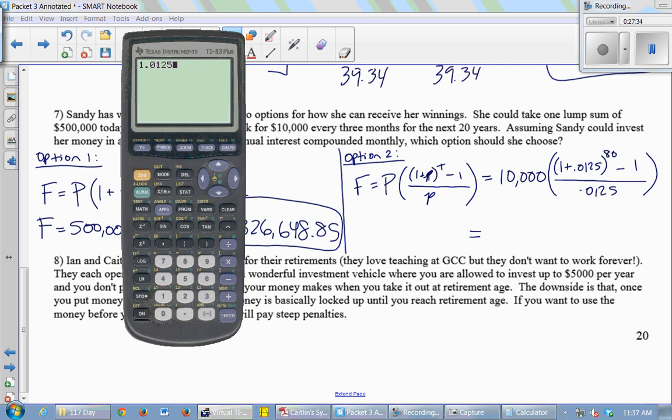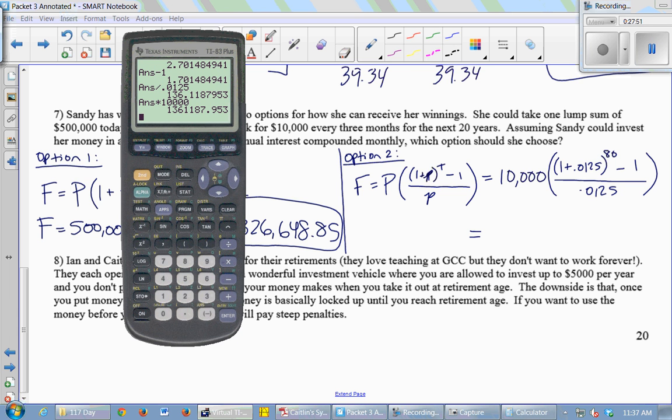1.0125, to the 80th, minus 1, then divided by 0.0125. And then I multiply all of that times 10,000. And I get $1,361,187.95.